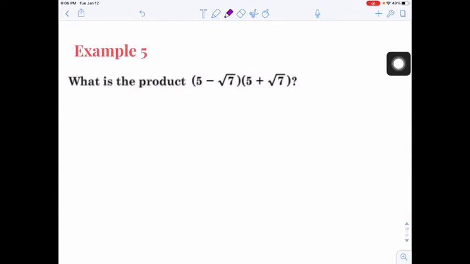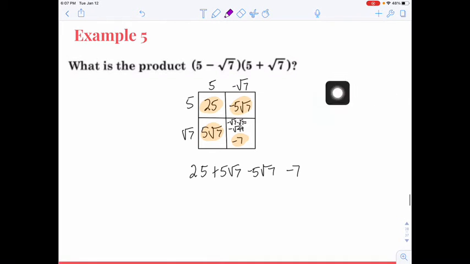So example 5 says, what is the product of 5 minus the square root of 7 times 5 plus the square root of 7? This looks a lot like example 4, so we're going to solve it the same way. We can still use a box. We have 5 minus radical 7, 5 plus radical 7. 5 times 5 gives us 25. 5 times negative square root of 7 is negative 5 square root of 7. 5 times square root of 7 is 5 square root of 7.